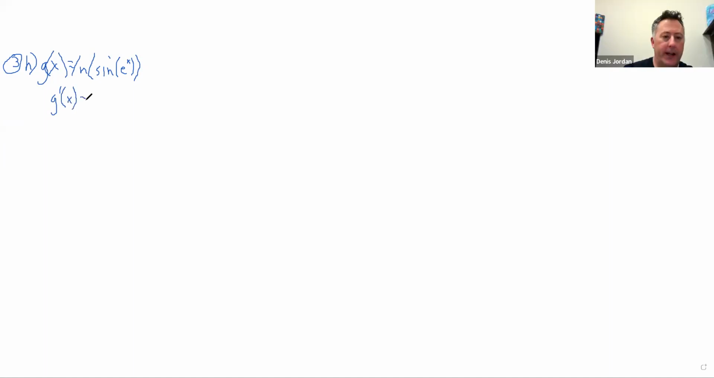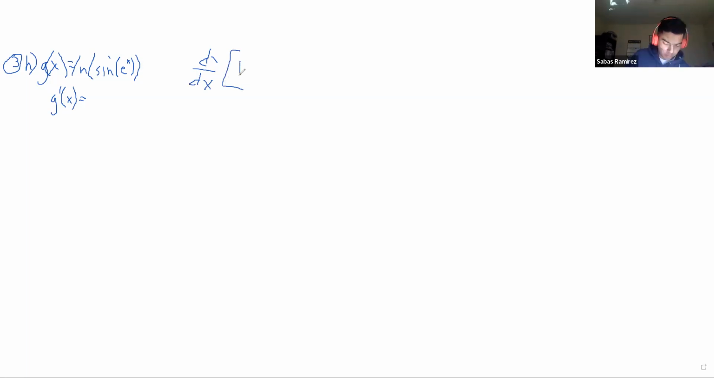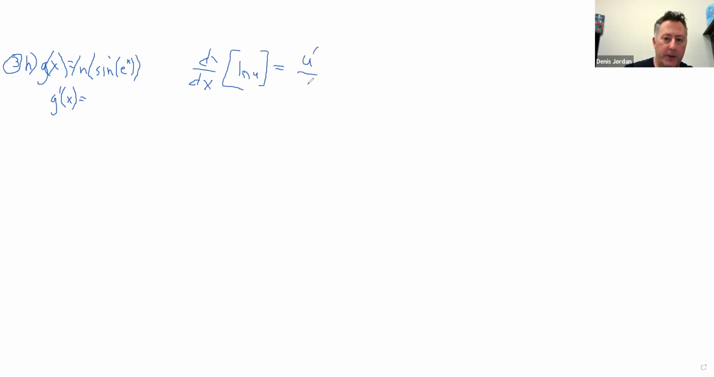Okay. So with LNs, when you're doing the derivative of an ln, there's a specific format to follow. That's u prime over u. So for any ln, when you want the derivative of it, you're going to take whatever's inside the ln, which is the entire thing. So it would be sine of e to the x.